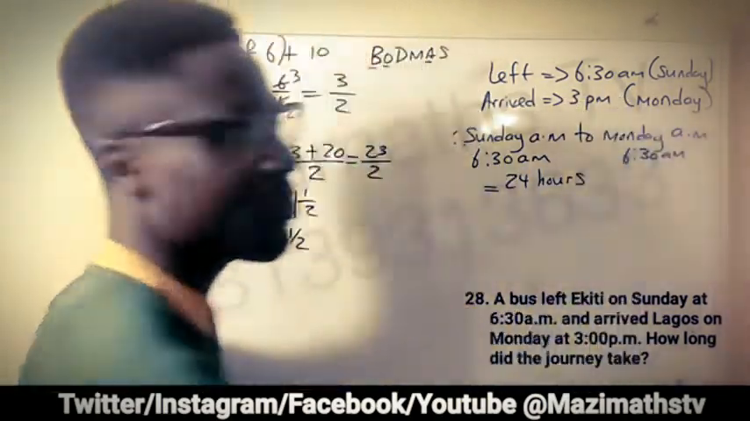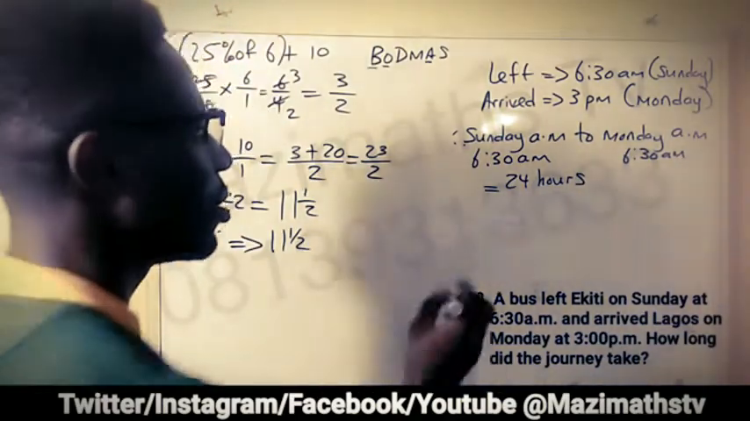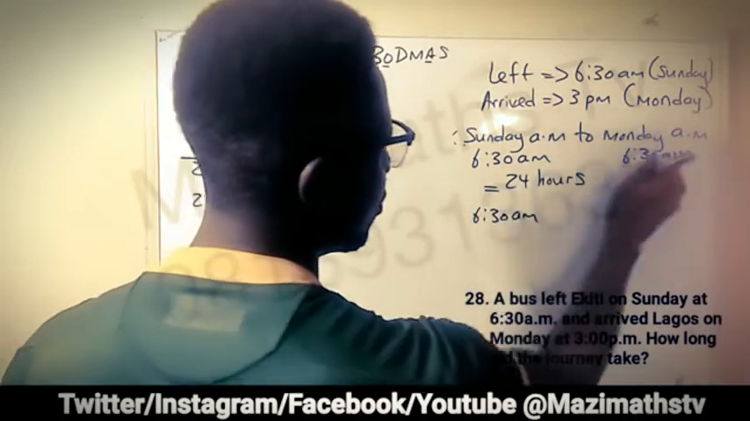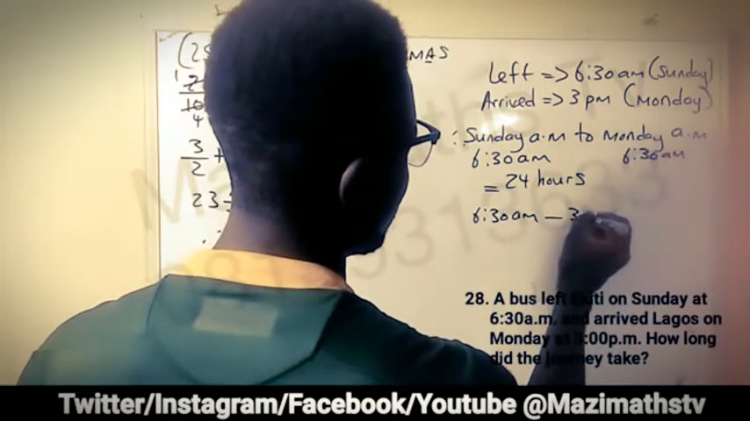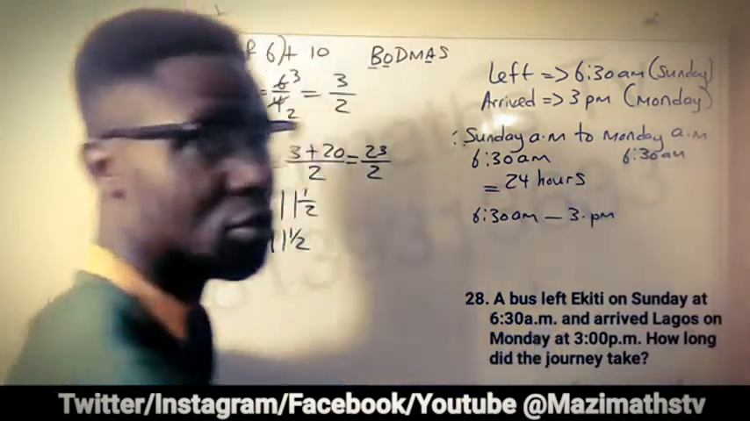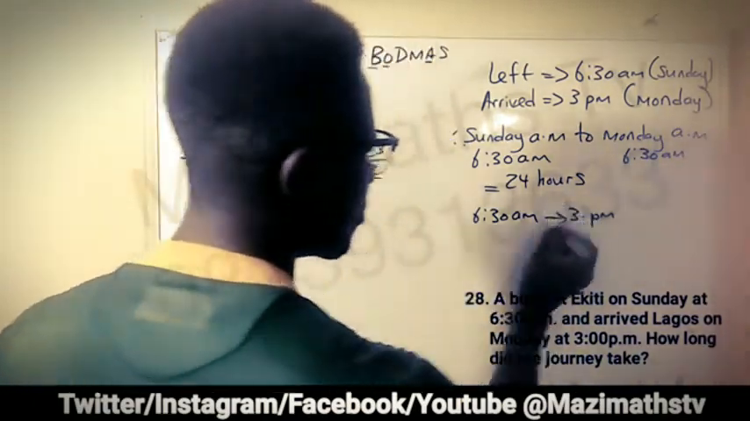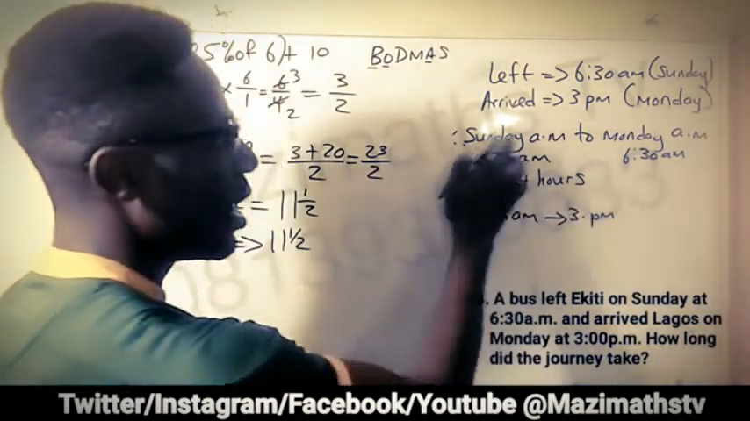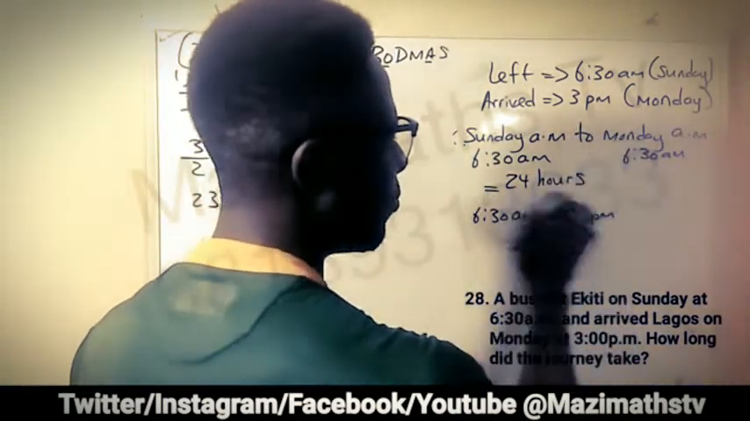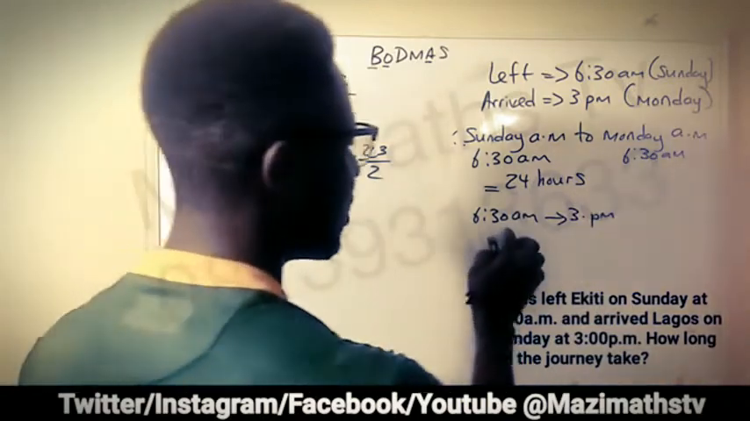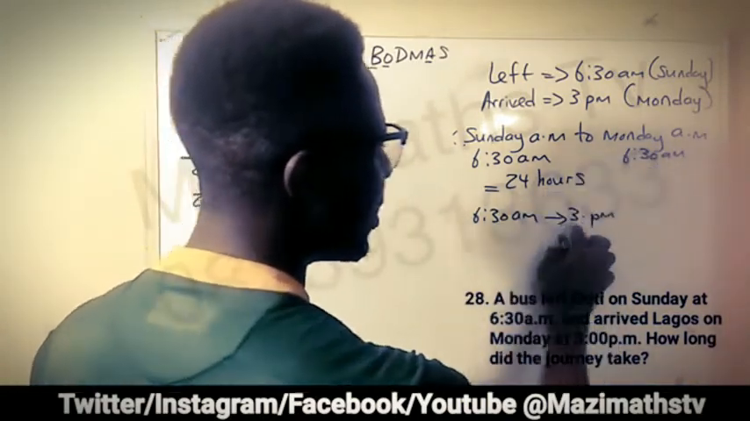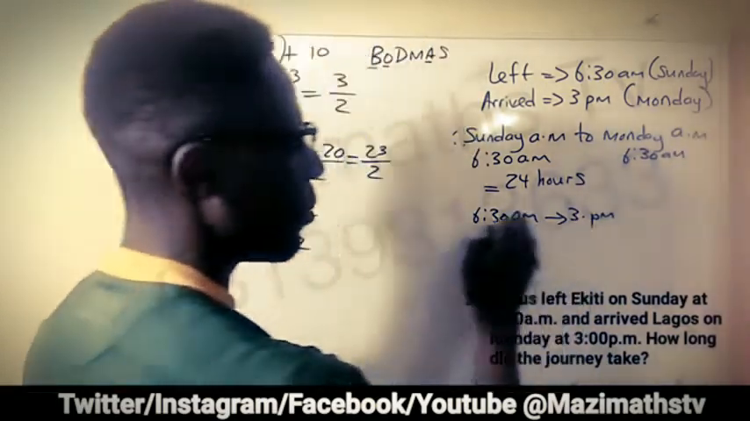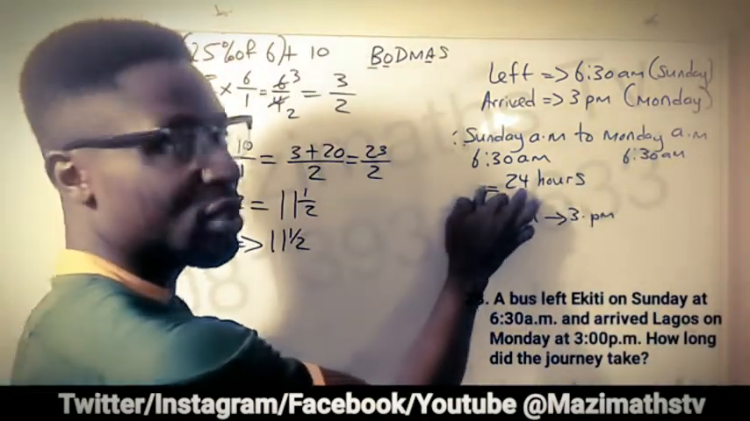You can change this to 24 hours time. So from 6:30 a.m. on Monday morning to 3 p.m. on Monday afternoon, how much time do we have? We have already established that from 6:30 a.m. on Sunday to 6:30 a.m. on Monday, that's a complete 24 hours. So from 6:30 a.m. on that Monday to 3 p.m. in the afternoon on that Monday, let's calculate the amount of time that is there. Whatever we get here, we add it to the first one that we already got.